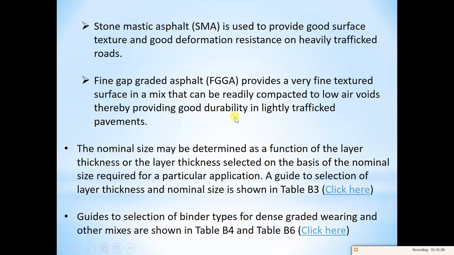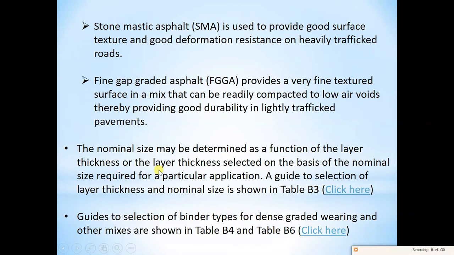This one too. Good durability for lightly trafficked pavement. Okay, if you want maintenance free, you don't need to do a lot of maintenance job at the low traffic road.